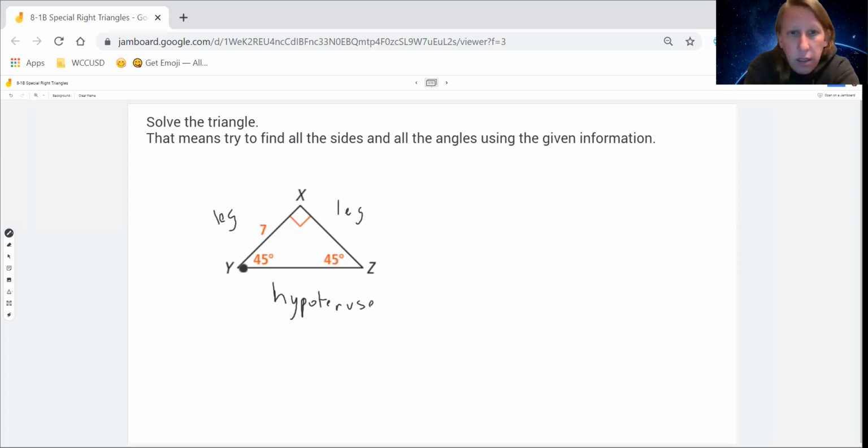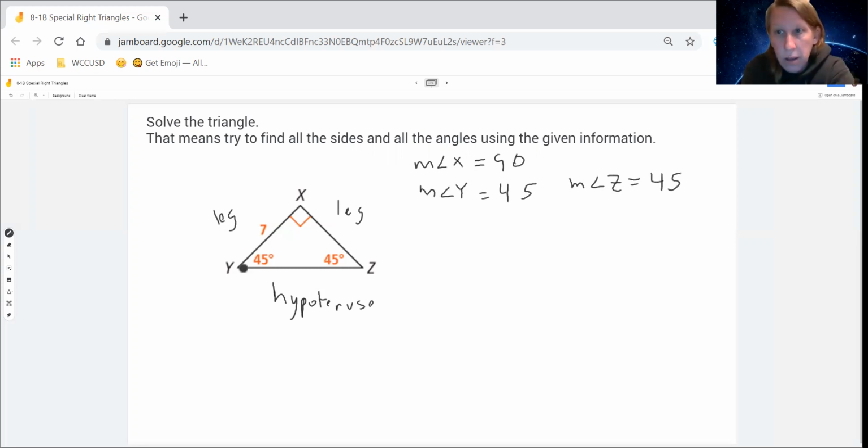I know the measure of angle X is 90. That was given to me. Okay, I know the measure of angle Y is 45. I know the measure of angle Z is 45. So I've solved for all three angles. So now I have to solve for all three sides.